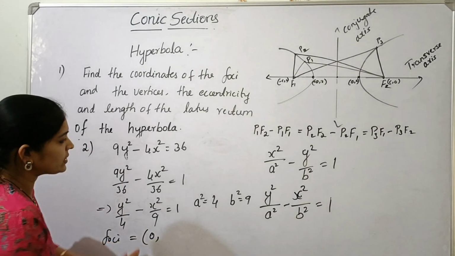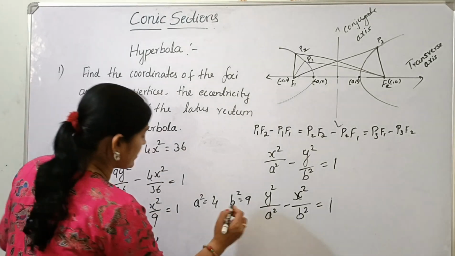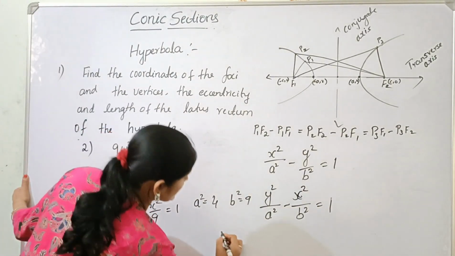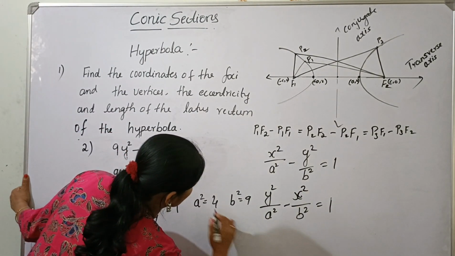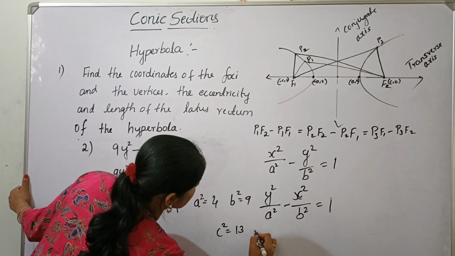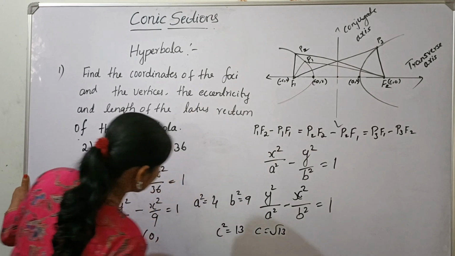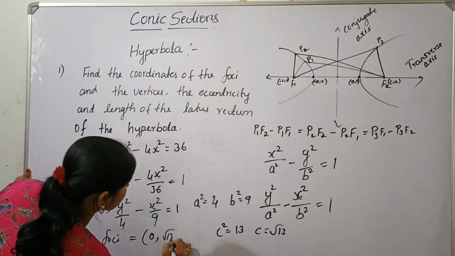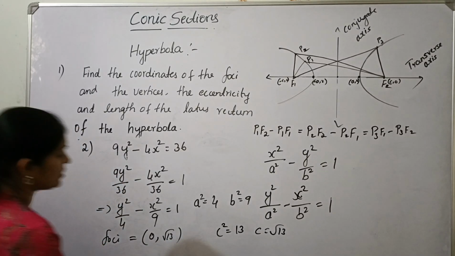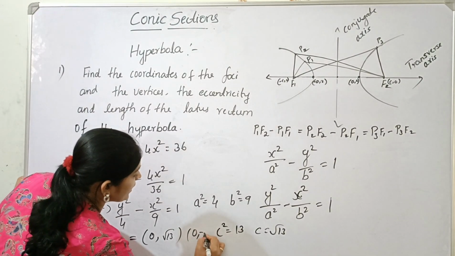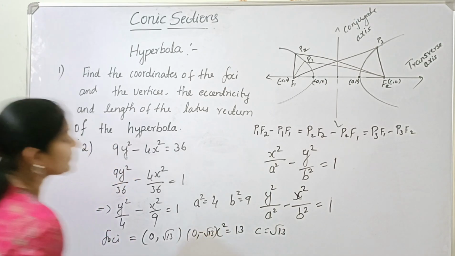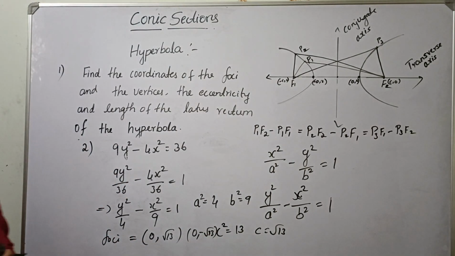First of all we have to find the c value, that is c square is equal to a square plus b square, that is 13, so c is equal to root 13. So the foci are (0, root 13) and (0, minus root 13).